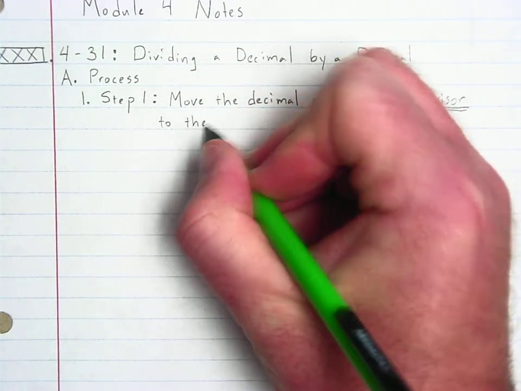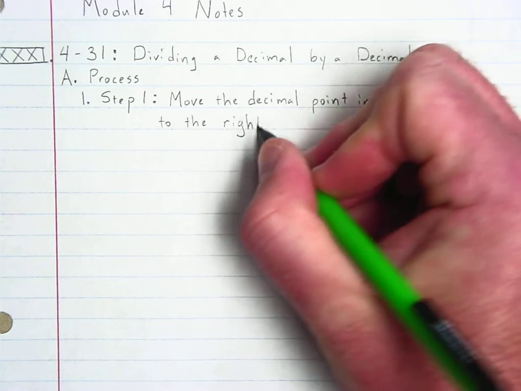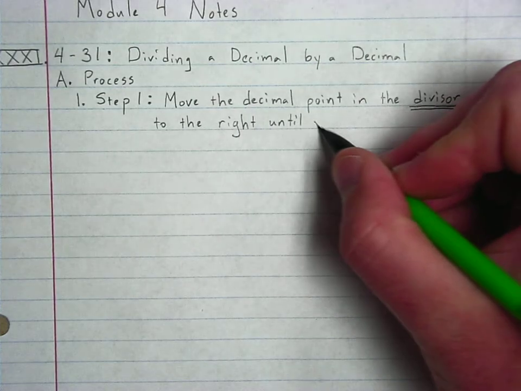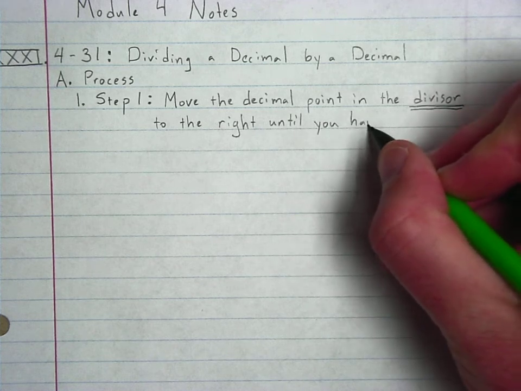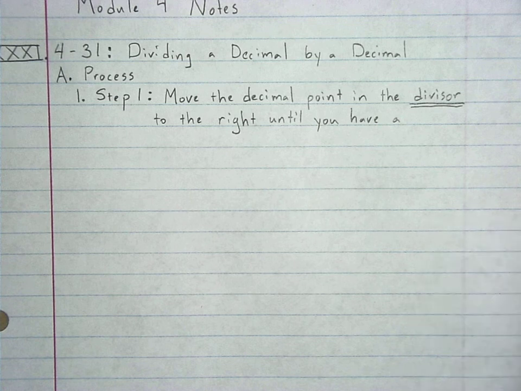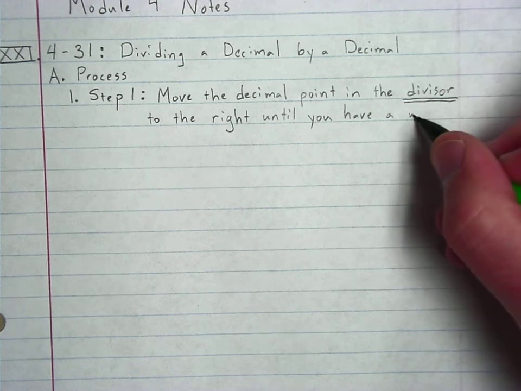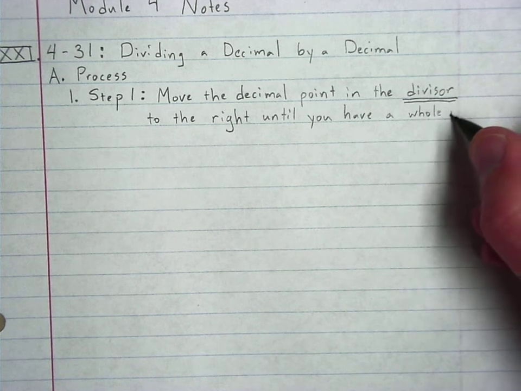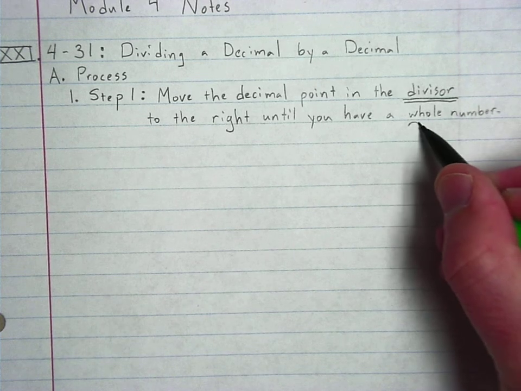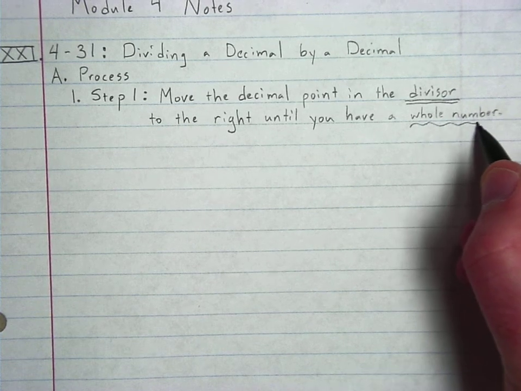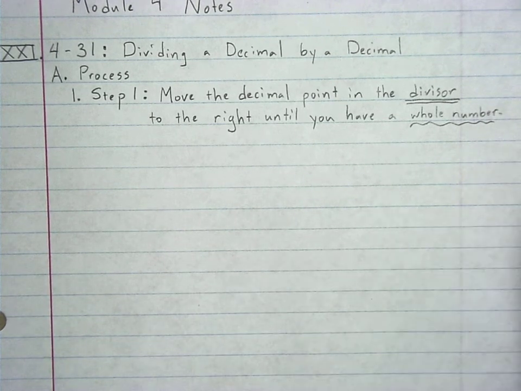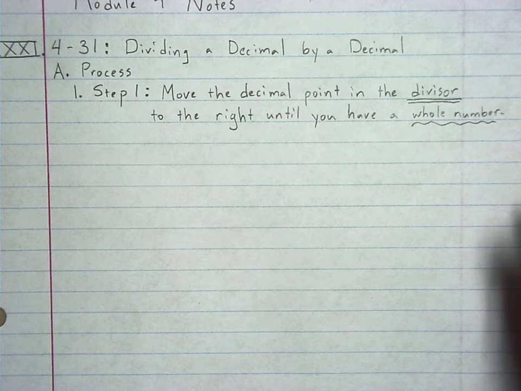to the right until you have a whole number. You're going to move this decimal point to the right until you have a whole number. And it must be a whole number. You cannot have 1.3 or 2.002 or nope, it's got to be a whole number. So let me show you what that's going to look like.